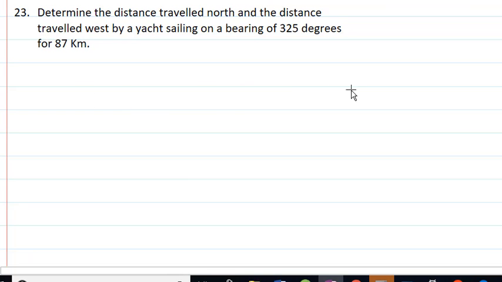Alright, so this question tells us to determine the distance traveled north and the distance traveled west by a yacht sailing at a bearing of 325 degrees for 87 kilometers. So they want to know what is the distance traveled north.